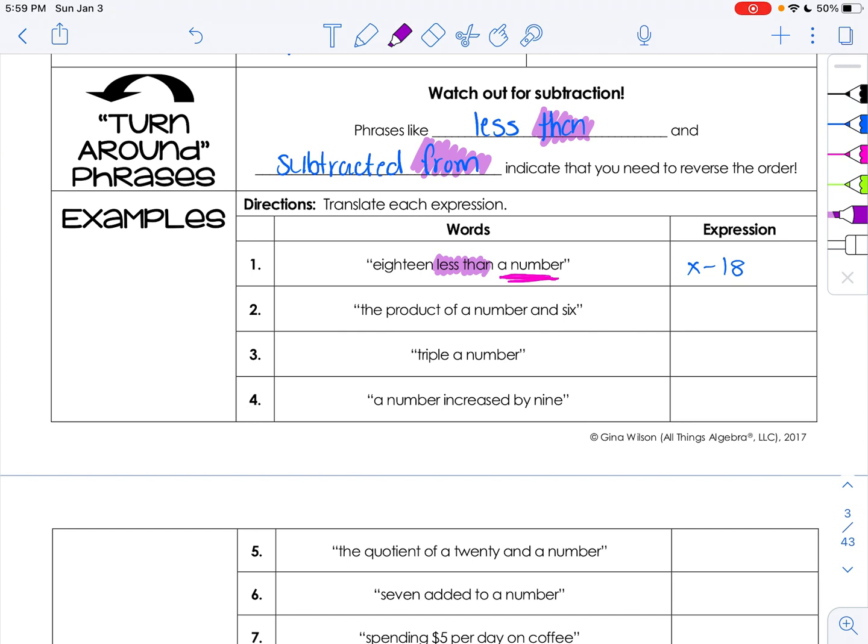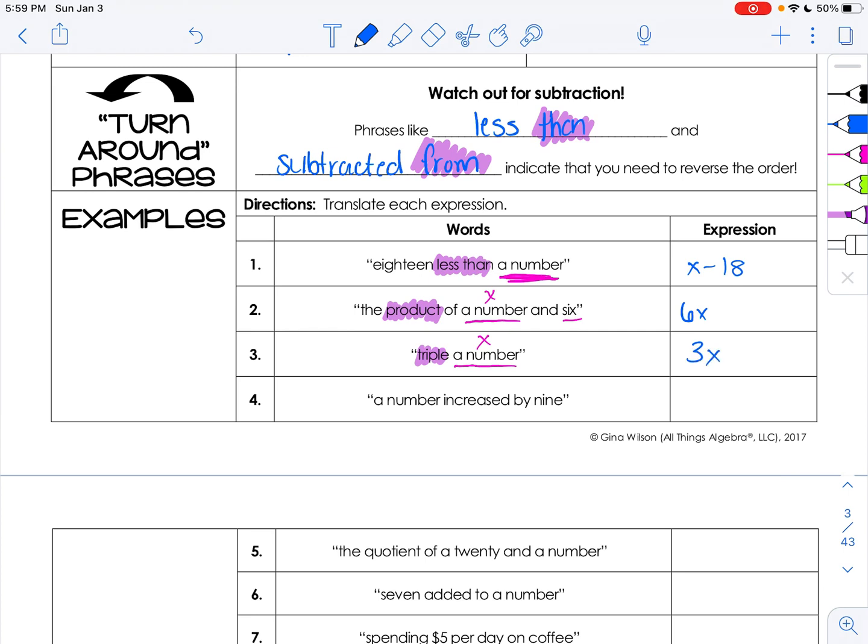Number 2, the product of a number and 6. So this one tells us that we're multiplying because you have the word product. And we're multiplying a number and then the number 6. So a number is our variable, x. So the way we write this would be 6x. Because 6 times x. Triple a number. So triple means to multiply, but more specifically, to multiply by 3. And then again, a number is translated as my variable x. So triple a number is 3x.